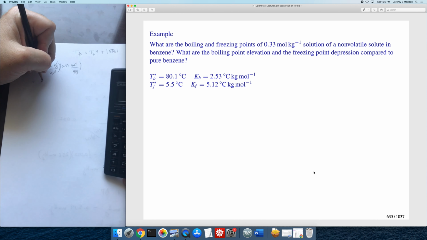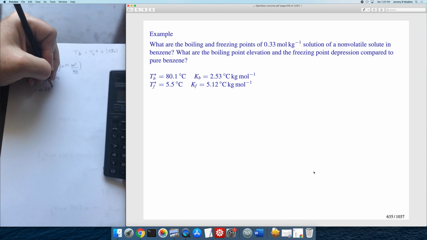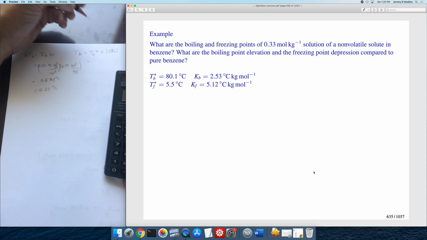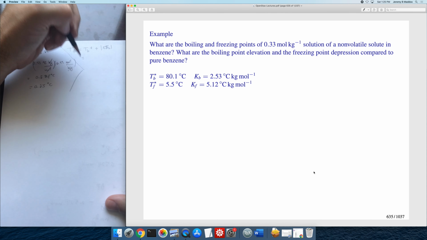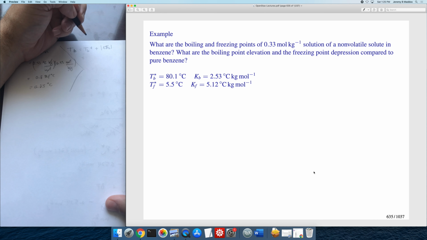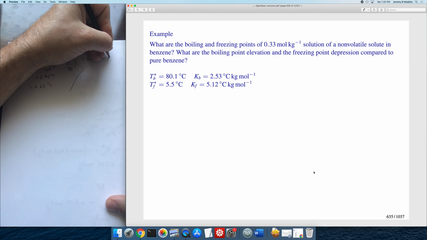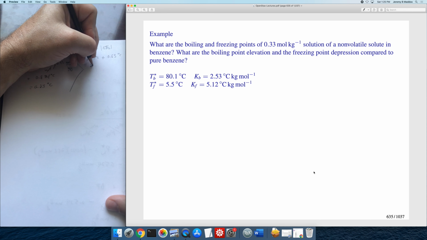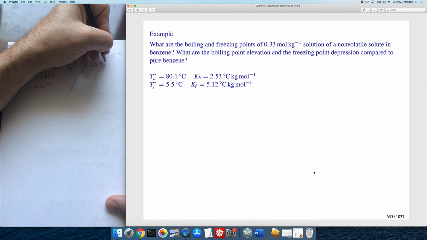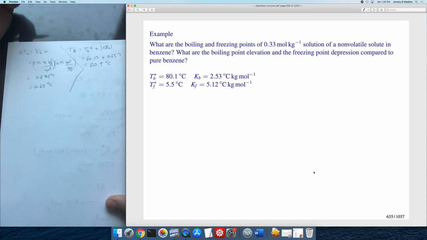So that gives us 0.834 degrees Celsius. I guess I should have made it 0.83 degrees Celsius. And now, to get the boiling point, we would take the boiling point of benzene, 80.1 degrees Celsius, and add to that the 0.83 degrees Celsius. And so that's going to give us 80.9 degrees Celsius. So the boiling point elevation is relatively small.